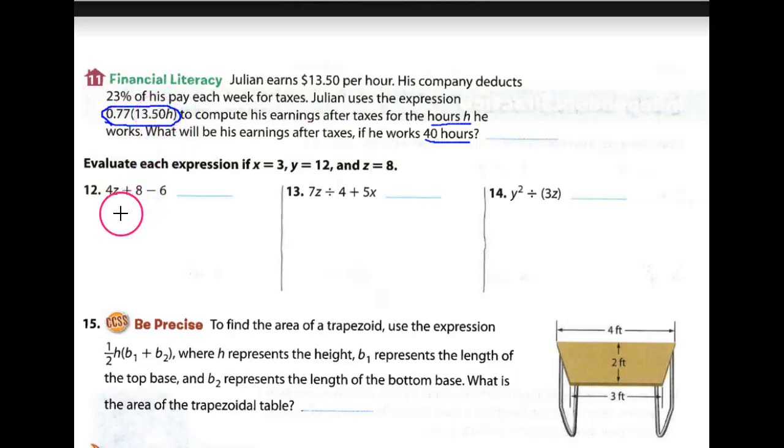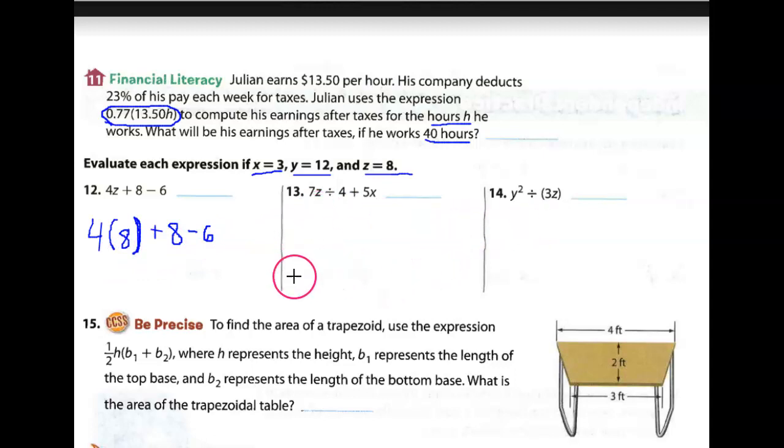All right, number 12, you're just going to do the same thing. Use these numbers right here to answer the questions. So you know z equals 8, so you're going to fill it in, right? I'm going to say 4z. Let's see if my pencil works now. No, it's still not working. Oh, there it is. Times z, which is 8, plus 8 minus 6. There we go. All right, so once you work that out, you'll have your answer.